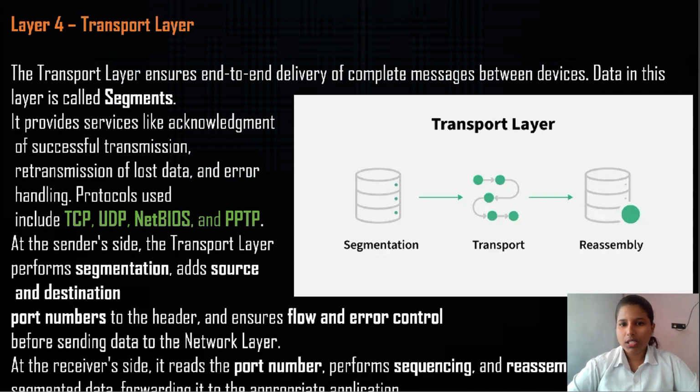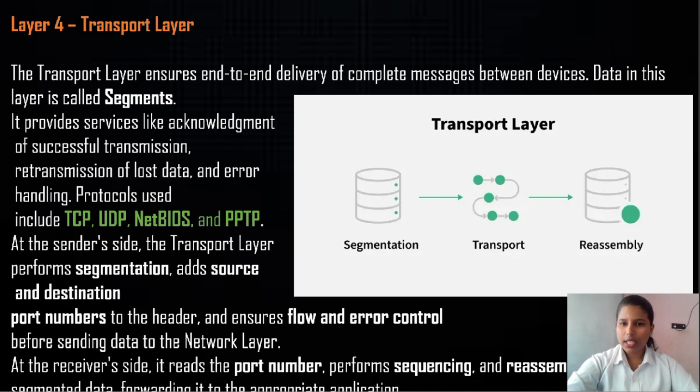That is, for an analogy, we can say that a letter is divided into multiple pages and the pages are numbered properly, so that when pages arrive late, they can be reassembled correctly. So this is what the transport layer means: the transportation place.